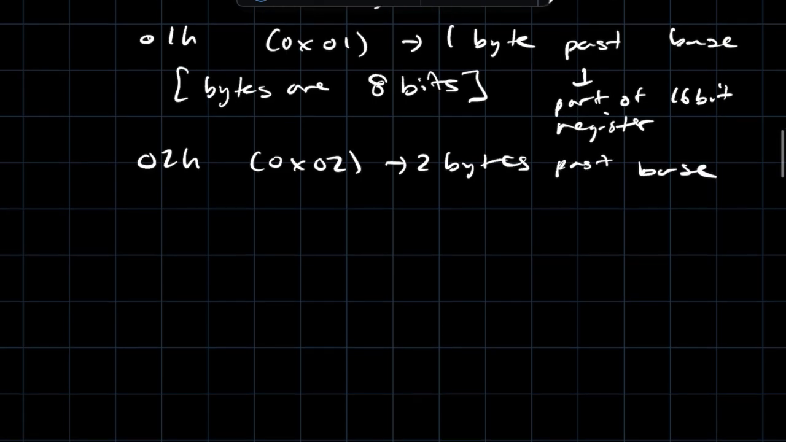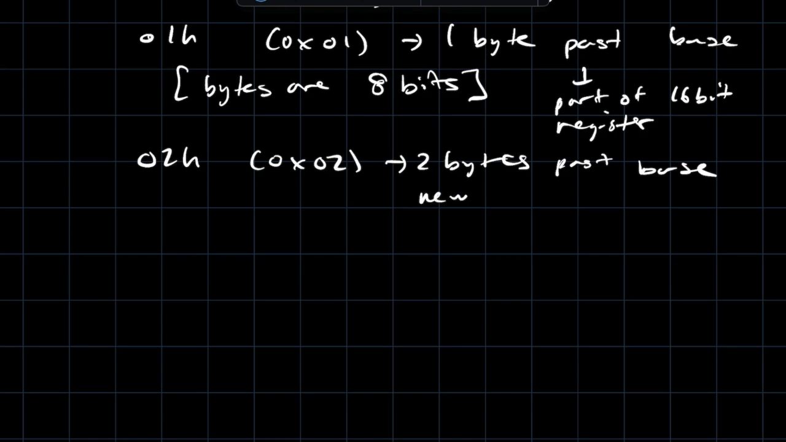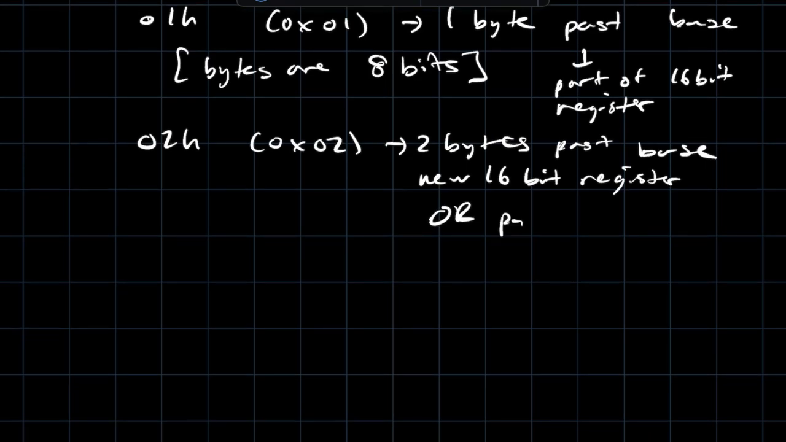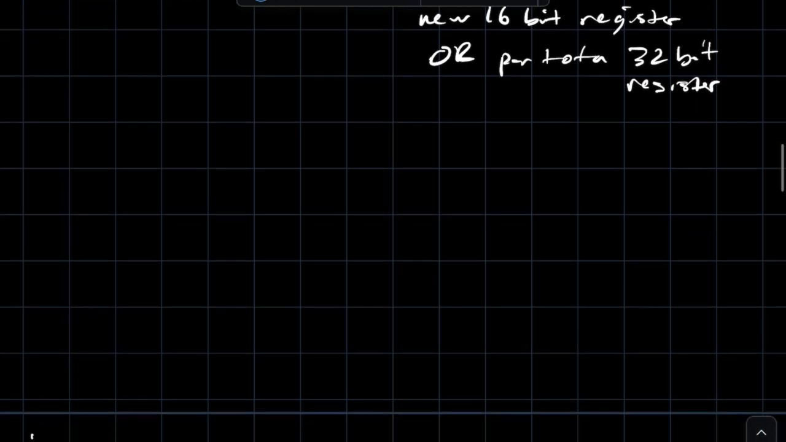And essentially, either that's a new 16-bit register, or alternately, it could be part of a 32-bit register. So a 32-bit register would be composed of 4 bytes. A 16-bit register is composed of 2 bytes.